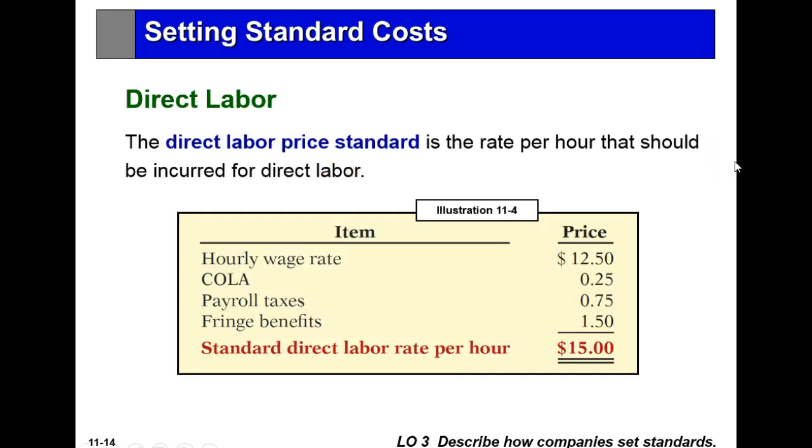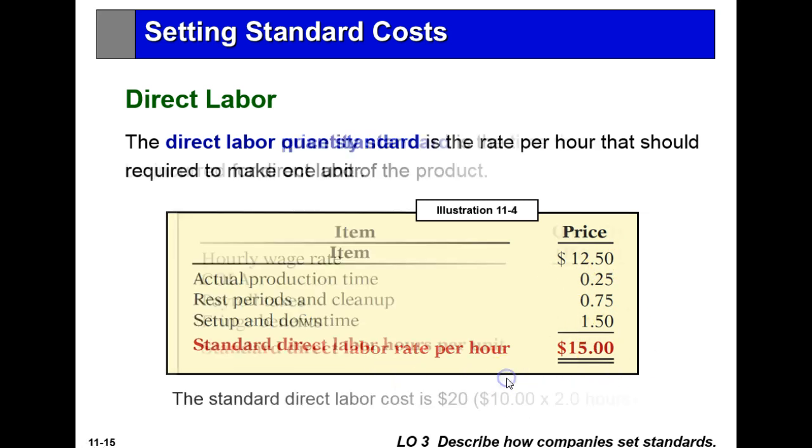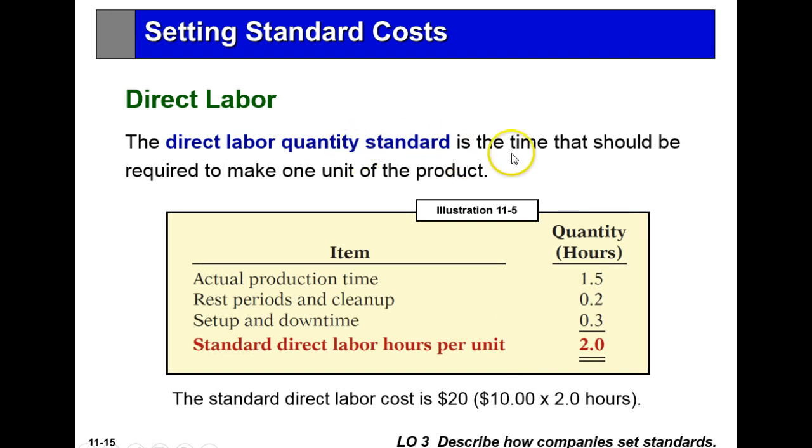The direct labor price standard is the rate per hour that should be incurred for labor. So we've got our hourly rate, our various taxes. So we have this labor rate per hour of $15. And then the time used to make 1 unit of product should be calculated. Here you can see we should have prep time, production time, downtime of about 2 hours per unit. And so in that case, we know our standard direct labor cost is going to be 2 hours times $10 an hour, or $20.